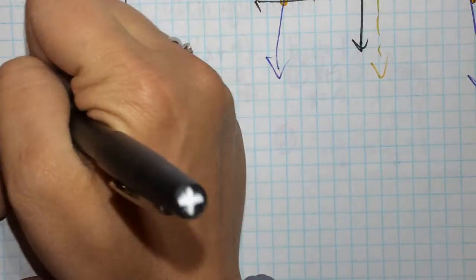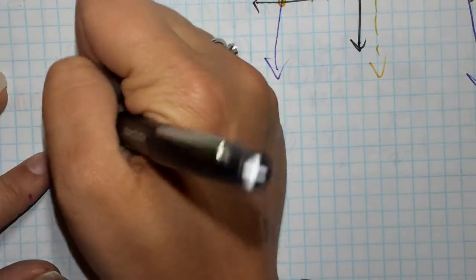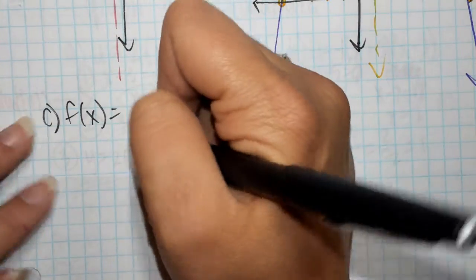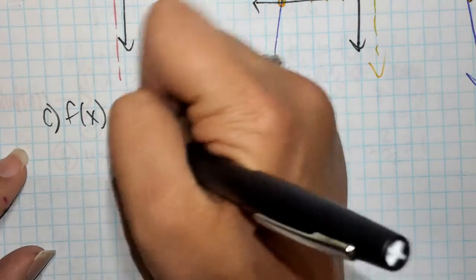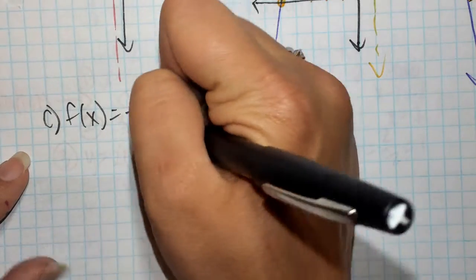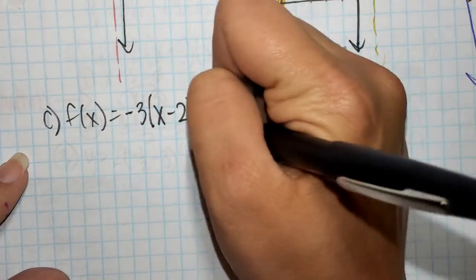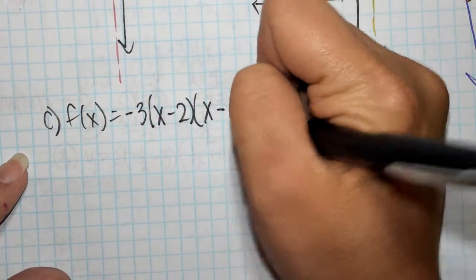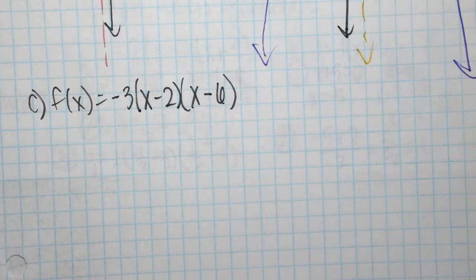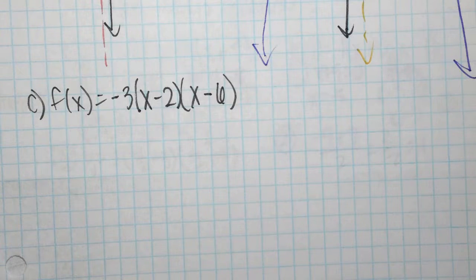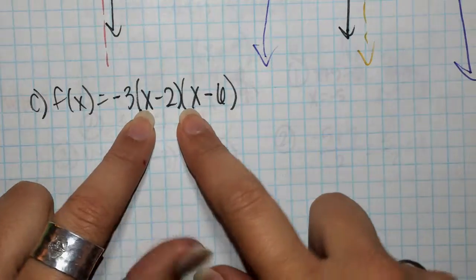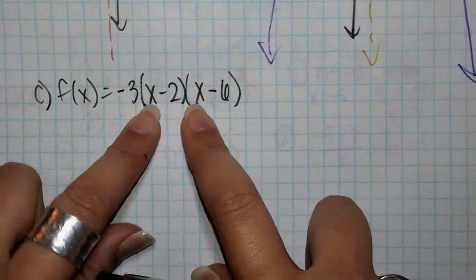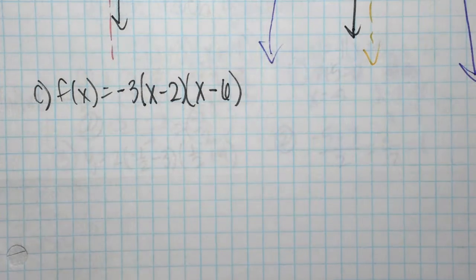Let's hustle. Alright, so let's say that f of x equals, let's put a negative number out there, negative 3 times x minus 2 times x minus 6. This is our quadratic that we're going to graph. It's still a quadratic even though it doesn't have x squared because it's in intercept form. We have two x's. Does everybody understand? With two x's, that makes it a quadratic. If it had one x, it would be linear.